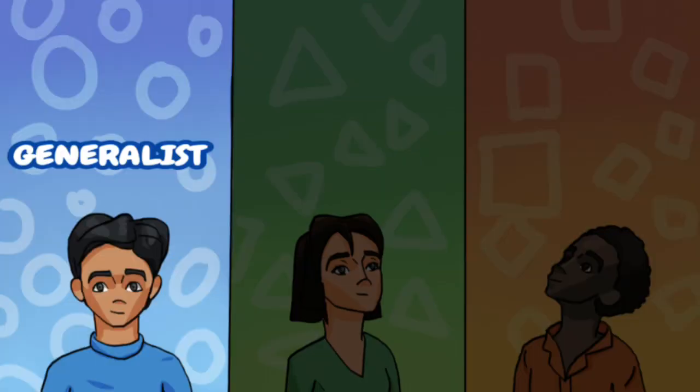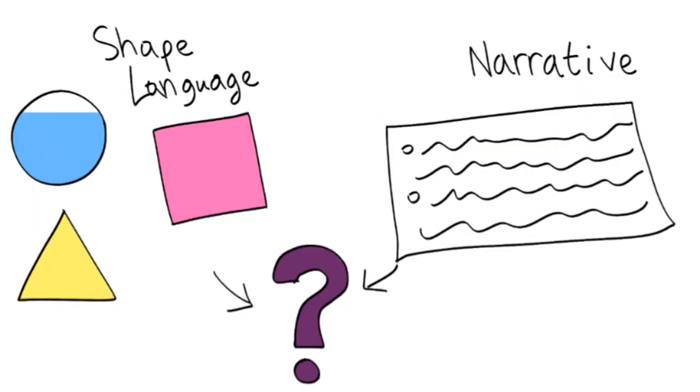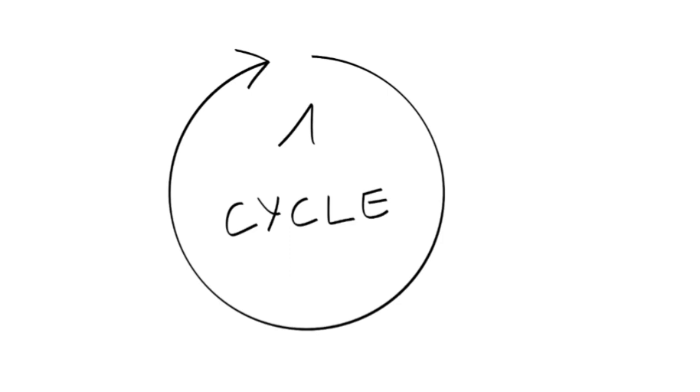Generalist is great for beginners and artists who want to improve on everything. It covers everything from the basics of the basics, drawing backgrounds, to composition or design. And of course, it includes everything in the peopleist and renderist classrooms. You can understand from this that a cycle is pretty long to complete.